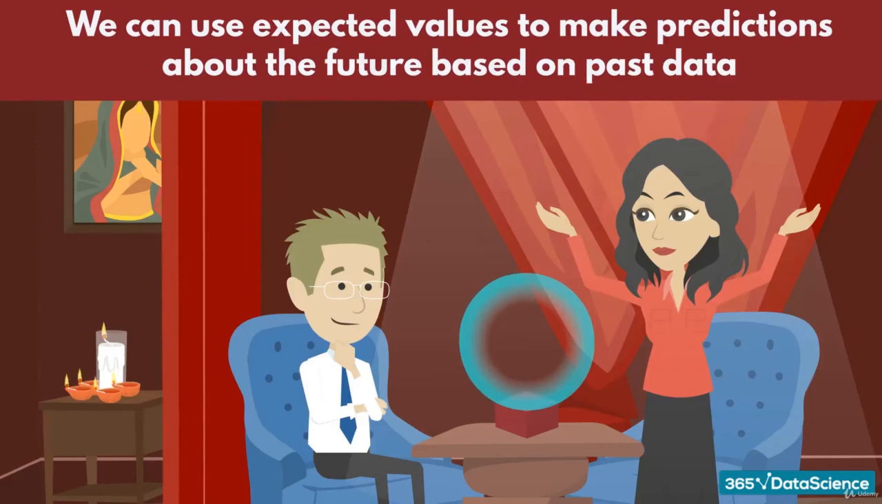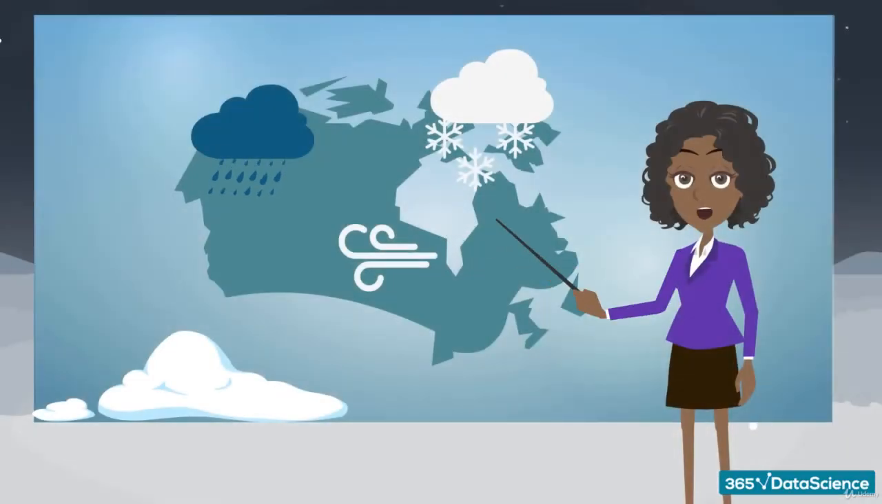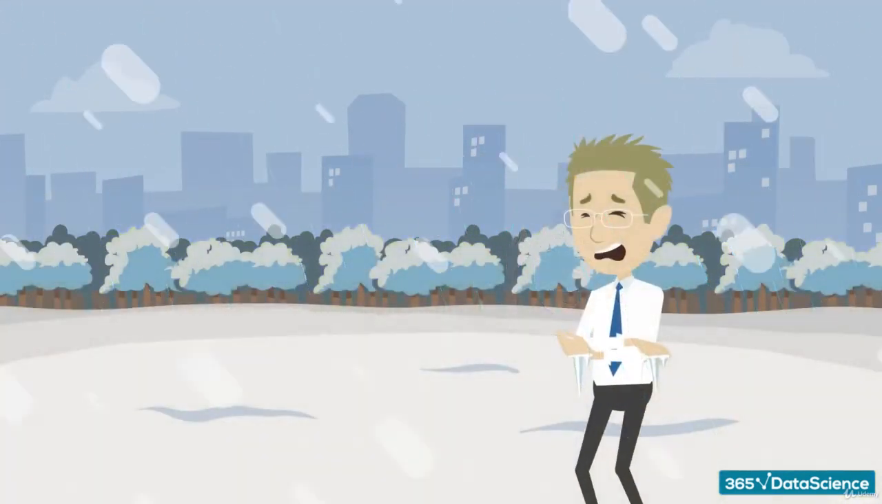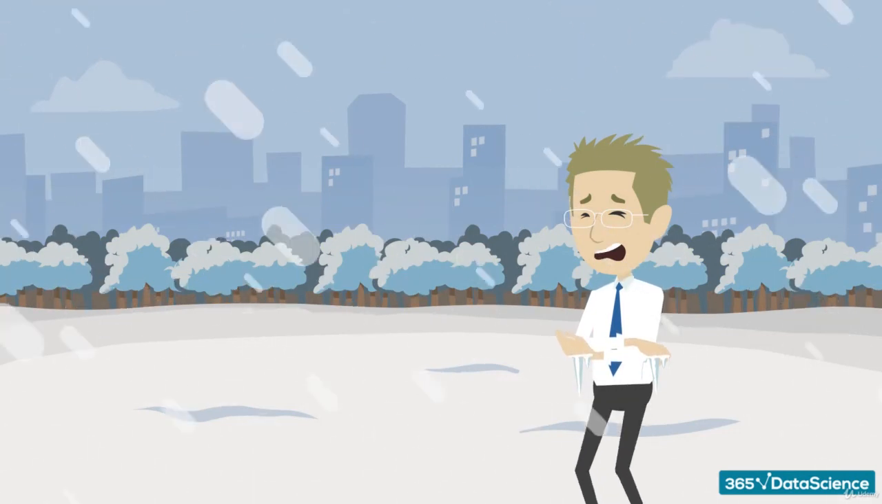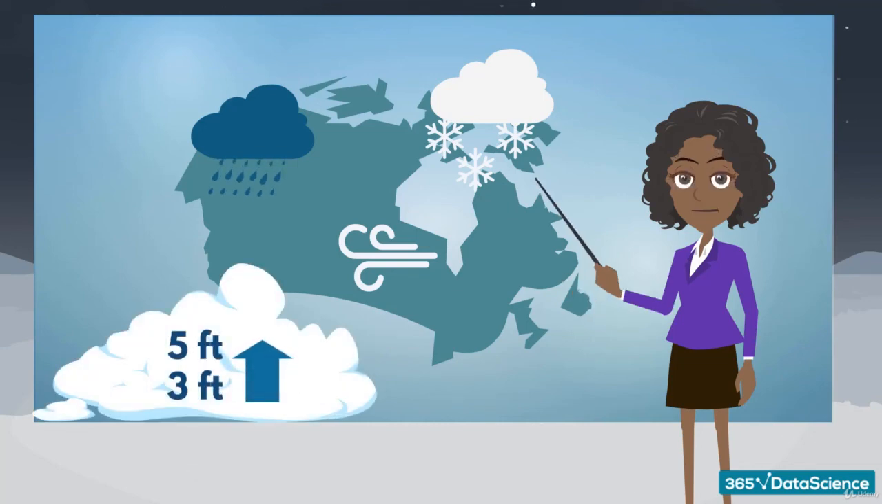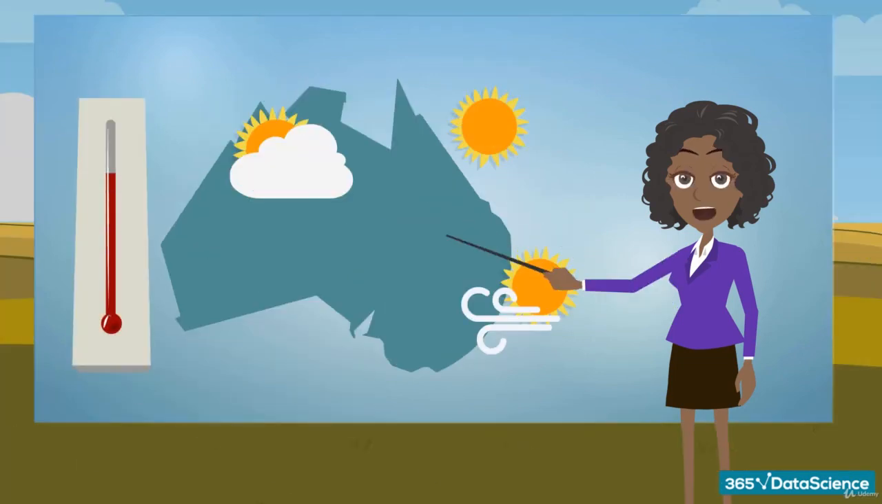We can use expected values to make predictions about the future based on past data. We frequently make predictions using intervals instead of specific values due to the uncertainty the future brings. Meteorologists often use these when forecasting the weather. They do not know exactly how much snow, rain, or wind there's going to be, so they provide us with likely intervals instead. That is why we often hear statements like, expect between 3 and 5 feet of snow tomorrow morning, or temperatures rising up to 90 degrees on Wednesday.